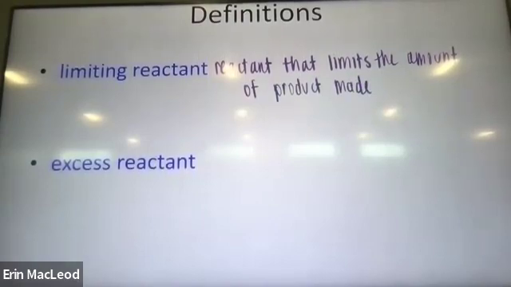So in your first bike example, it was the frames. The frames were your limiting reactant. They limited how many bikes we were able to make. In our second bike example, the wheels were our limiting reactant. We didn't have enough wheels to make more than 6 bikes. In our lab that we did last week, our baking soda limited how much of the carbon dioxide we were able to make.